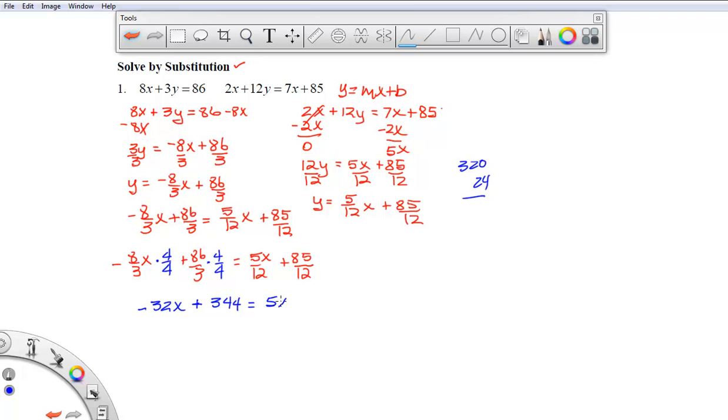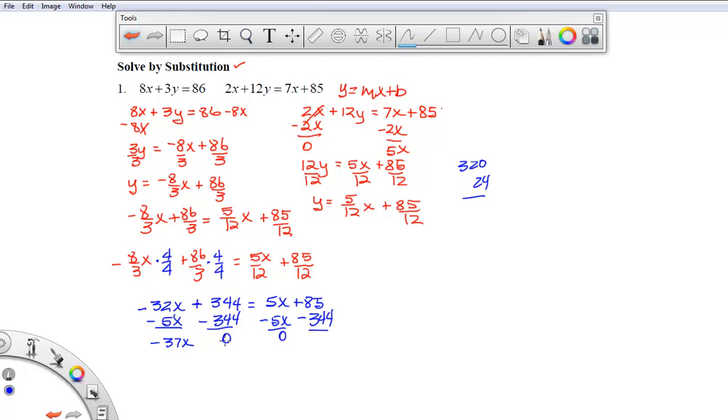equals 5x plus 85. Okay, now we want to get our x's on one side, our numbers on the other, so let's subtract 5x from here. That will give us a 0. Subtract 5x from here. That will give us a negative 37x. Let's subtract 344 from each side.